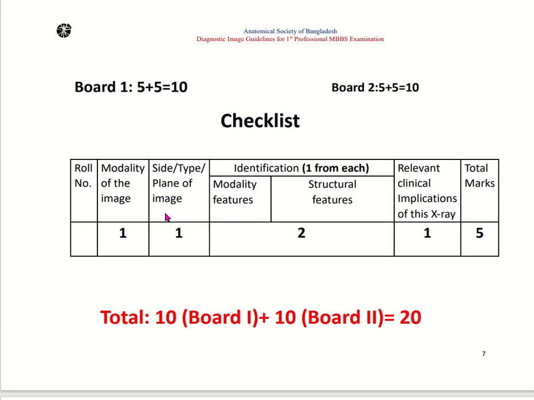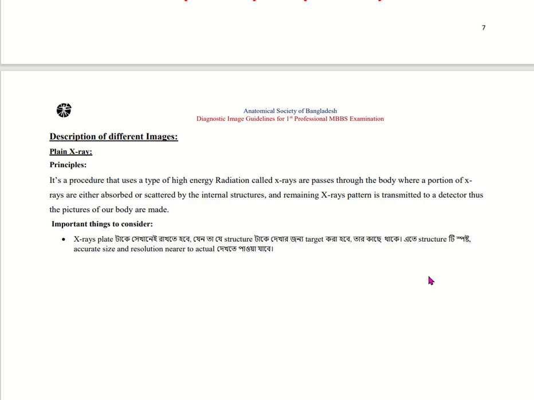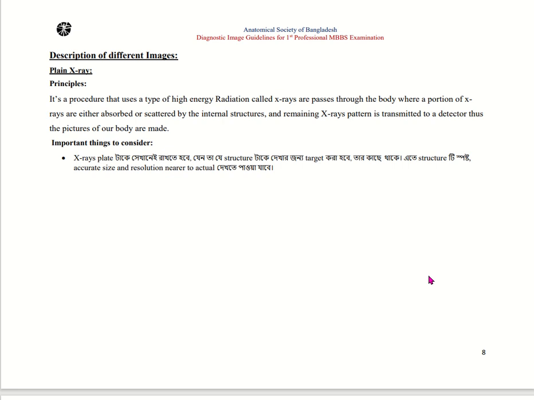So this is the final look checklist. You have to say the modality of the image. You have to say the site, type, plane of the image, modality features, structural features, relevant clinical implications, and total marks is 5. And for two figures there is a total of 10. For board 1 you have to diagnose two figures. In board 2 you have to describe two figures.